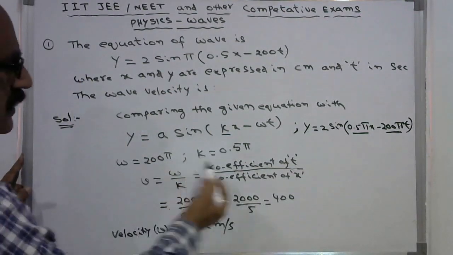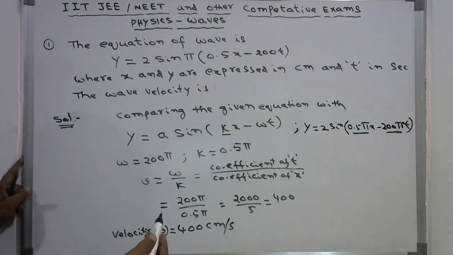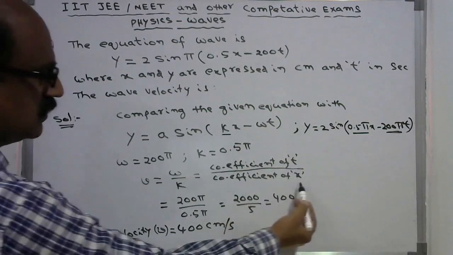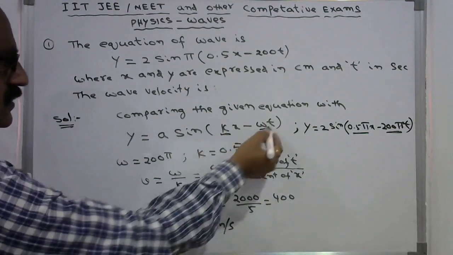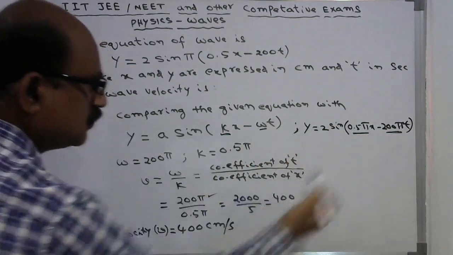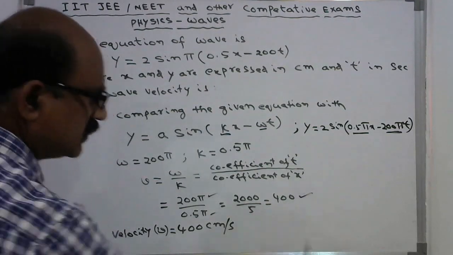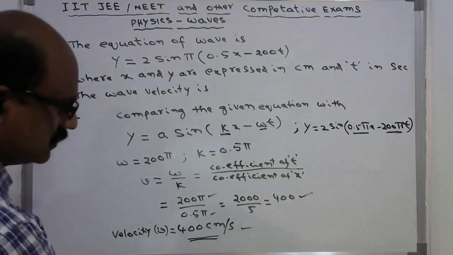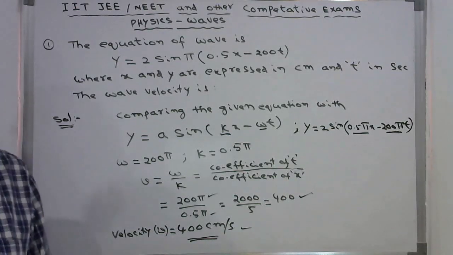So omega and k are given in this equation, but we are going to find the velocity. So we know the formula velocity is equal to omega by k, that is equal to coefficient of t by coefficient of x. What is the coefficient of t? That is 200 pi. What is the coefficient of x? 0.5 pi. So if you simplify these two, you will get 2000 by 5. The answer is 400. So the velocity v is 400 centimeters per second. So that is the correct option in this problem.